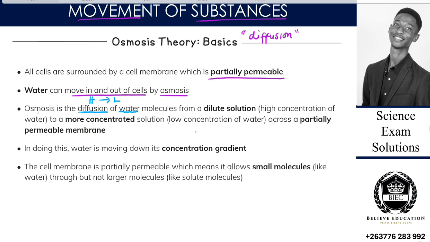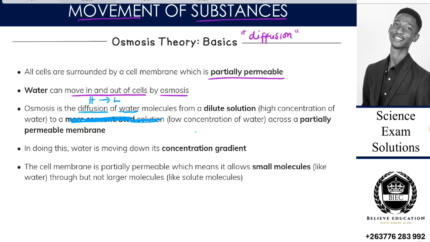So if we are to say osmosis is the diffusion of water molecules from a region of high concentration of water to a region of low concentration of water across a partially permeable membrane, that is your primary definition. The region of high concentration of water, that type of solution is called a dilute solution.